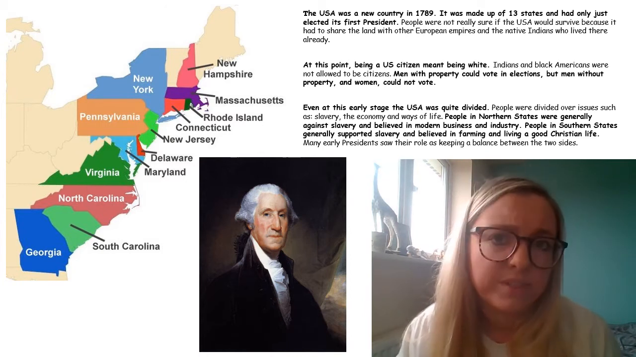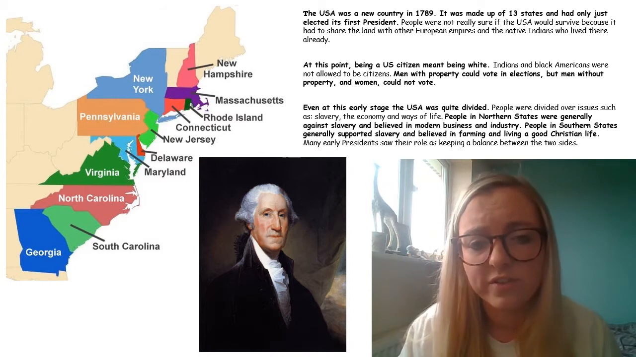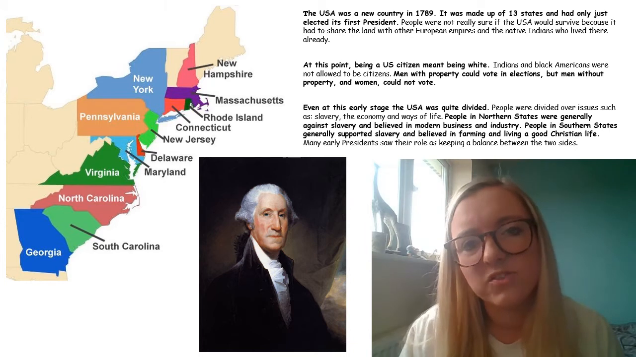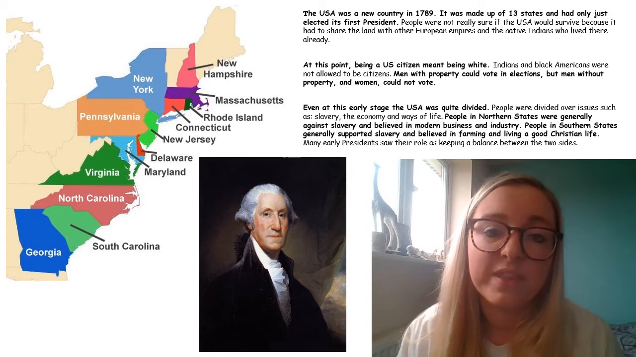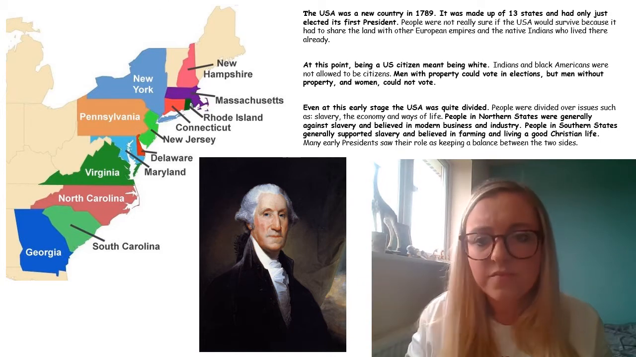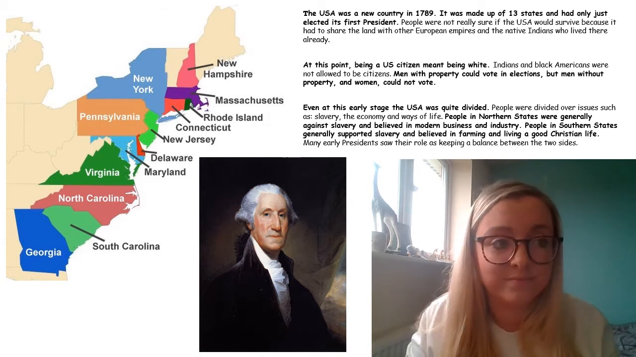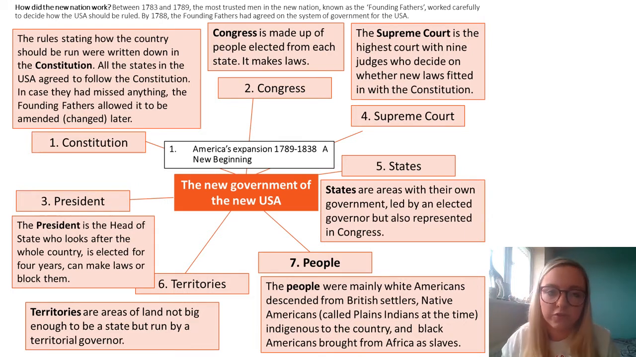Both sides were particularly Christian as well, so that's a similarity that white Americans had in the North and the South. So many early presidents, such as George Washington, saw their role in these early stages of this new country as trying to keep both sides of the country or the territories equal and calm and balanced. So we've got George Washington, he's got this new country, he's wanting to make it work, he's wanting to keep peace, he's wanting to have balance between these three different groups of people.